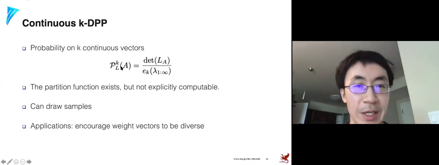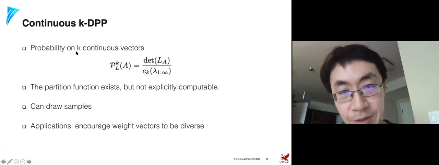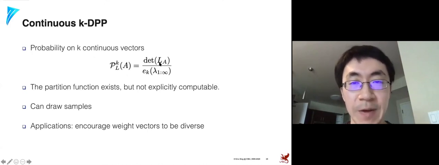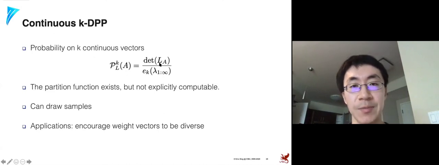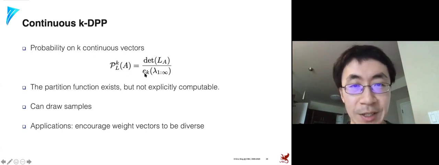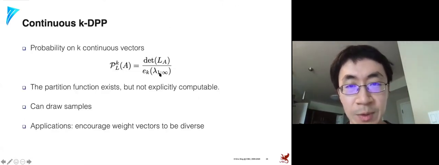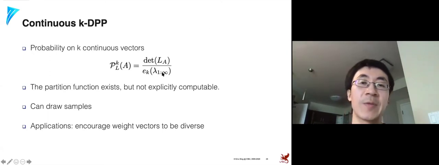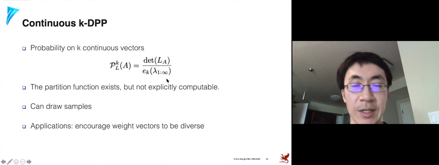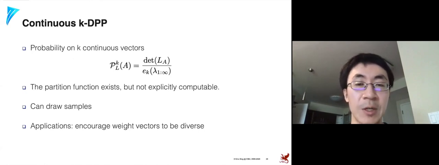And how this distribution is defined is very similar to the discrete case. Let's say we have k vectors. We still calculate the gram matrix or kernel matrix between the k vectors that gives us this L_A matrix. We calculate the determinant. Then on the denominator, we have this quantity here. E_K is what we just defined in this equation. And lambda 1 to infinity are the eigenvalues of the operators. In continuous space, the eigenvalues are infinite, and they are calculated over something called an operator.